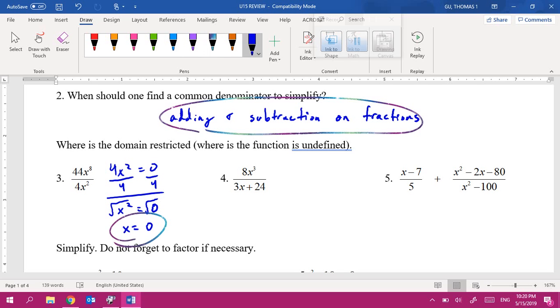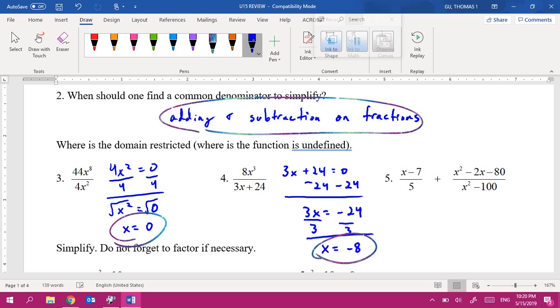So on number 4, we have to set the denominator equal to 0, so we can go 3x plus 24 equals 0. Subtract 24 from both sides, get 3x equals negative 24. Divide by 3, and x equals negative 8. So when x is negative 8, this expression is undefined.